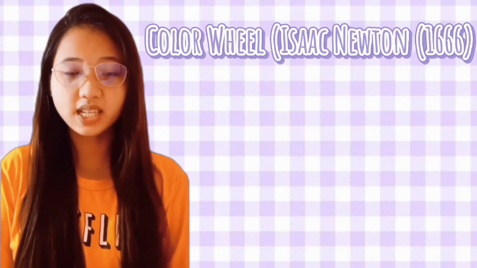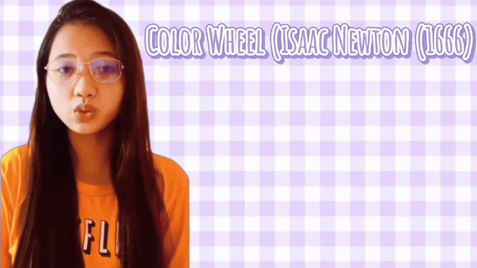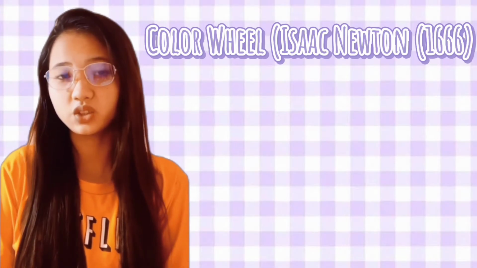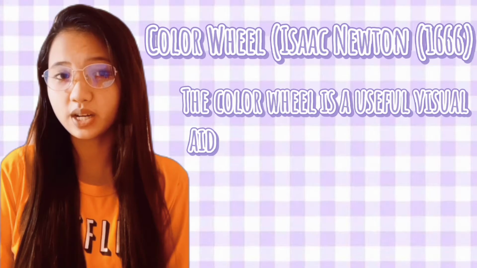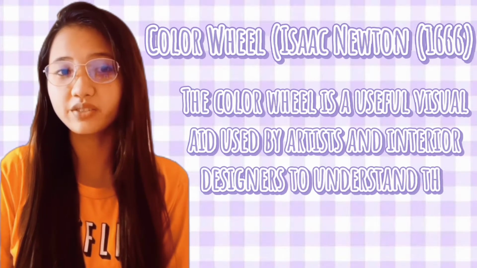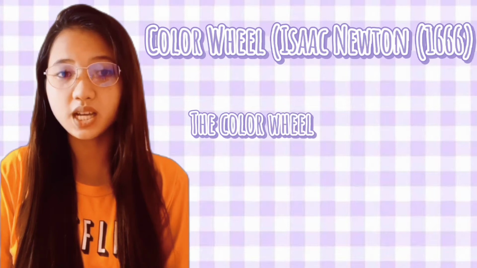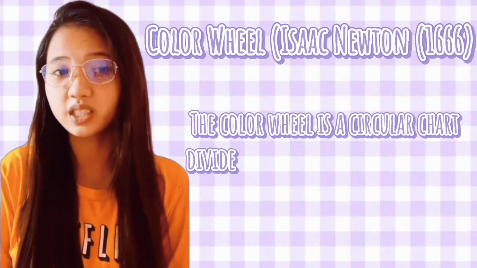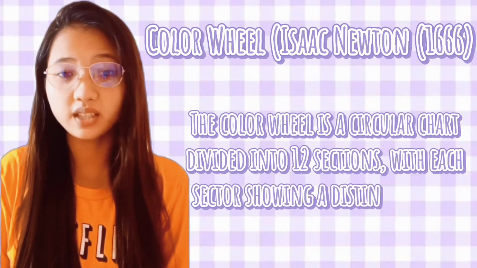The color wheel. Sir Isaac Newton developed the color wheel in 1666 when he took the color spectrum and bent it into a circle. The color wheel is a useful visual aid used by artists and interior designers to understand the relationship between colors. The color wheel is a circular chart divided into 12 sections, with each sector showing a distinct color.